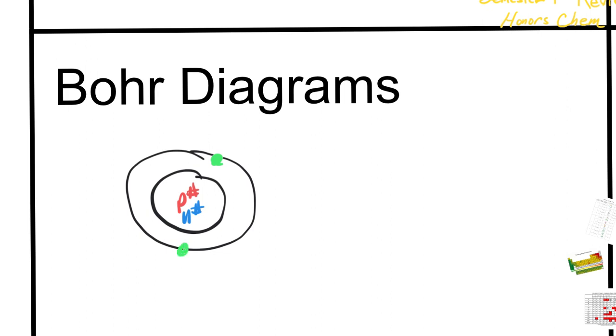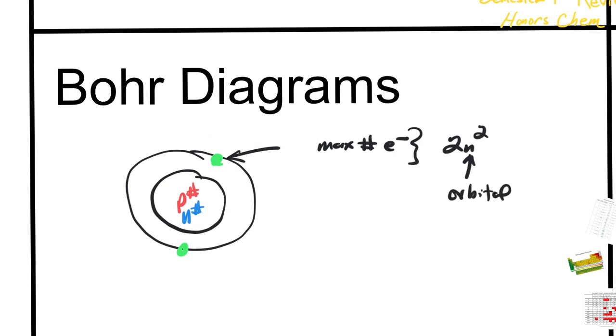Remember that the max number of electrons that you're going to place is identified by the equation 2n squared, where n is the orbital number. Okay, so remember that from your notes. And so let's go and see how we actually draw this.